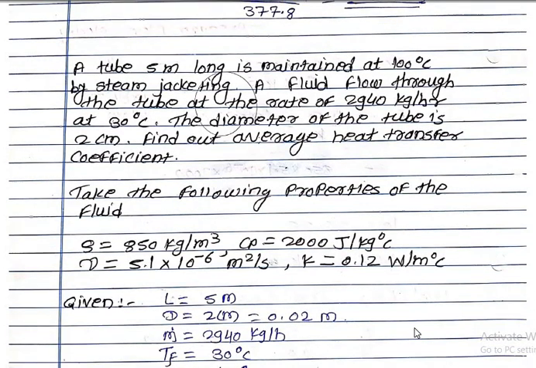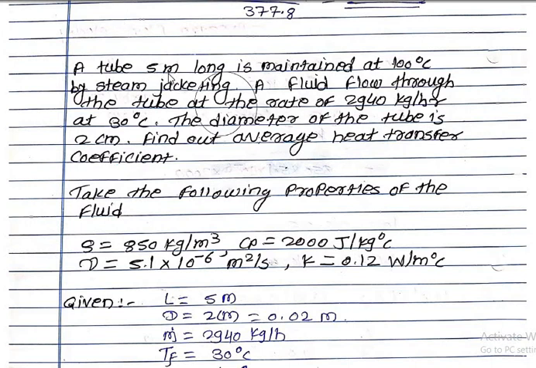Now the second problem related to flow through a tube is here. A tube 5 meter long is maintained at 100 degrees Celsius by steam jacketing. A fluid flows through the tube at the rate of 2940 kg per hour at 30 degrees Celsius. The diameter of the tube is 2 cm. Find out the average heat transfer coefficient.